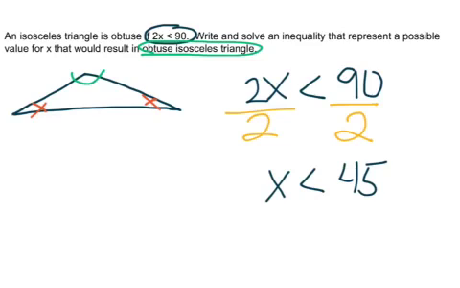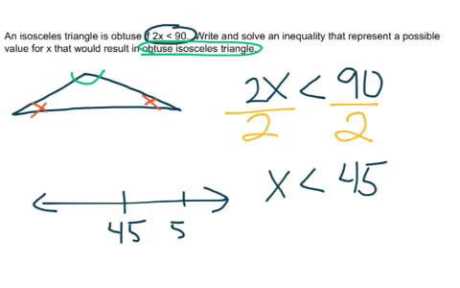So as long as these x's are less than 45 degrees, then this would make this greater than 90 degrees, making an obtuse isosceles triangle. Again, let's go ahead and put that on our number line to identify the solution or the many solutions.